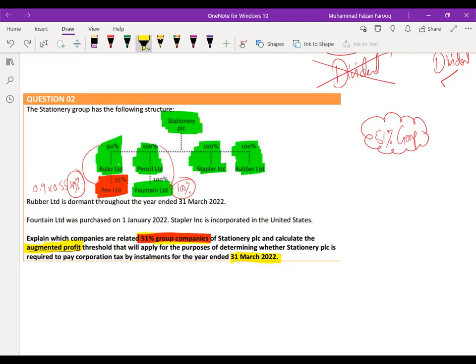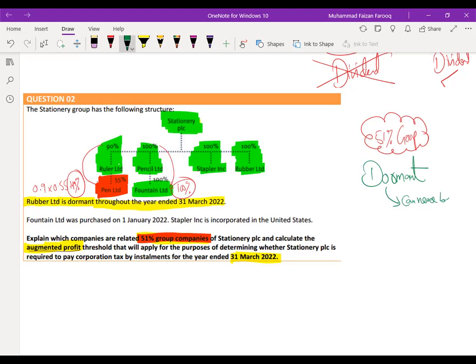No questions. I need you to read the first line. "Rubber Limited is dormant throughout the year ended 31st March 2022." What is the meaning of dormant company? Meaning absent or not doing much. Not active.